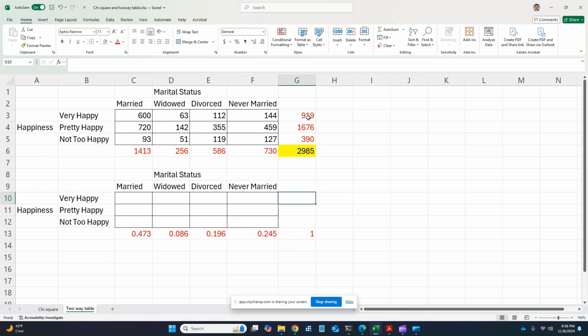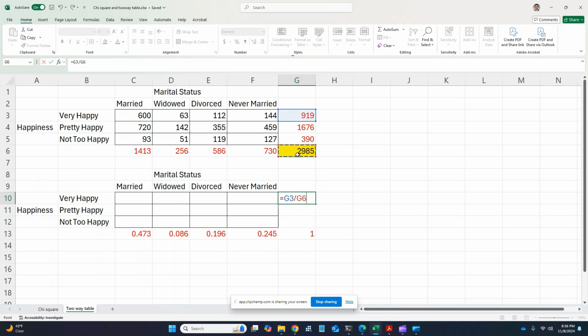Similarly, if I calculate the proportion of very happy people out of 2985 people, then I divide 919 by 2985. But this time, as I drag this down below, I don't want this red rectangle to move. This is right now at this position, row equals 6. I don't want it to change from 6 to 7 or 8, but I want this blue rectangle to change.